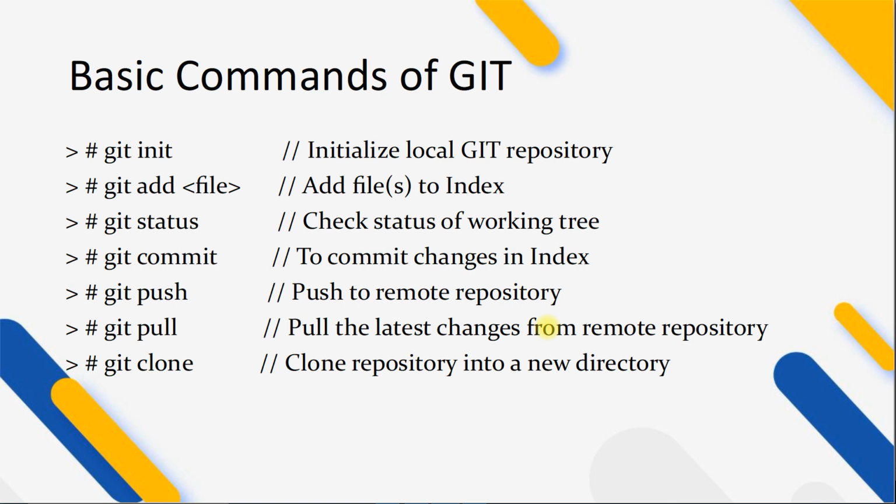Then next is git status. Git status is used to check the status of the files in the staging area. Once you have made modifications or any changes, if you want to check the status, you can check with git status. Once you run it, it will show you the difference between the staging area and the working tree.